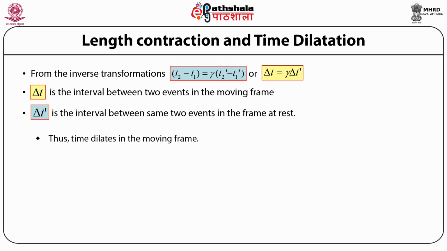Thus, from the above equation for the time interval between two events in the moving frame, we see that the time is dilated or expands in comparison to the time measurement done for the same two events in the rest frame of reference. So, just like length contracts in the moving frame of reference, similarly time dilates in the moving frame of reference, and this phenomenon of dilation of time in the moving frame of reference is called time dilation.